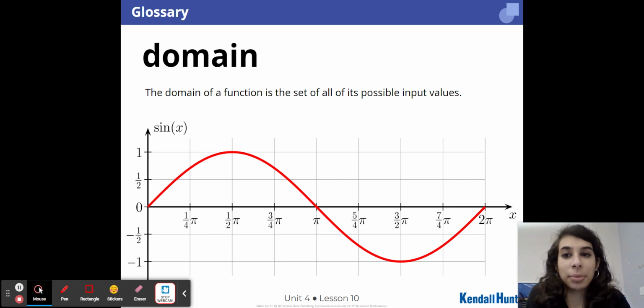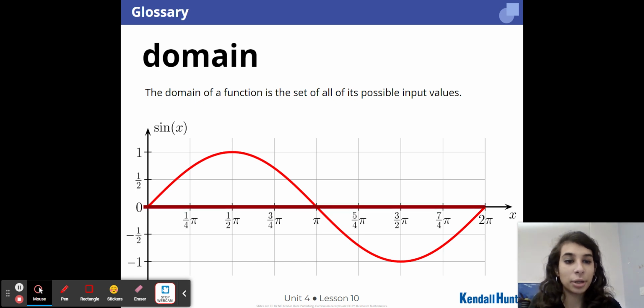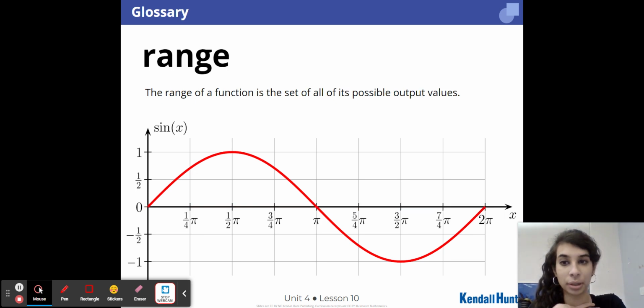So, vocabulary. The domain of a function is a set of all possible input values. All possible input values are all my x-axis. For example, if I have the function sine of x, which is something we have not seen before, you'll see it in trigonometry, it is all values from 0 to 2 pi. So we're looking at all the values in my x-axis, or all values of my input.